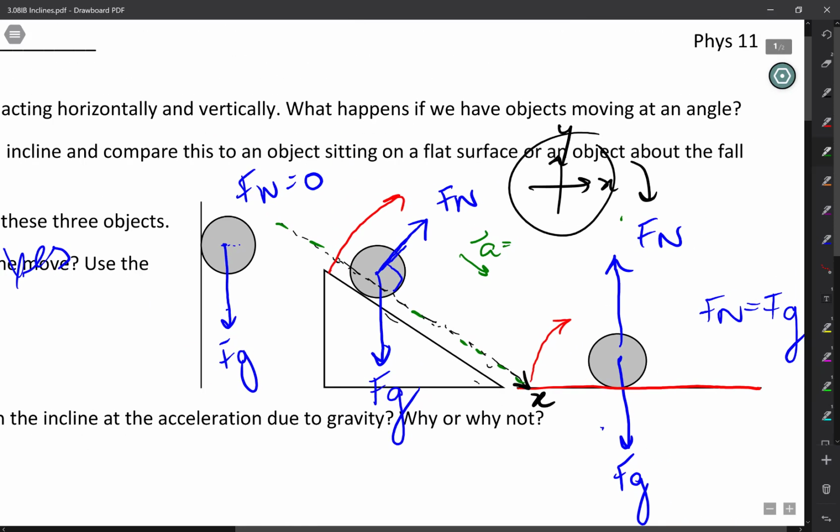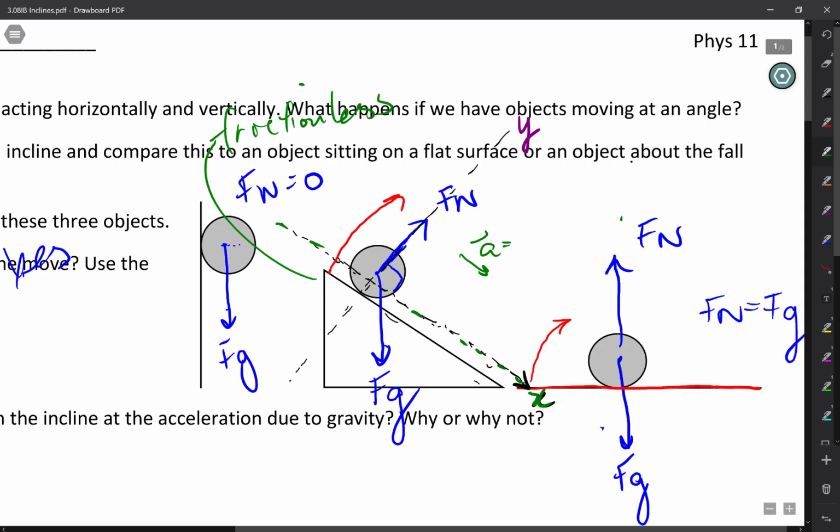I want one of my axes going down the incline because the object is accelerating down the incline. As a result, my y-axis will have to rotate as well. And it just so happens that it is perpendicular to the x-axis and in the same direction as Fn. That's actually very useful to us because we will be able to analyze the effects of Fn and how it may affect the force of friction when we deal with an incline. For the sake of simplicity, we're going to assume that this incline here is frictionless.